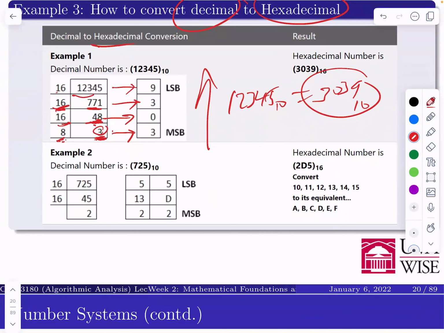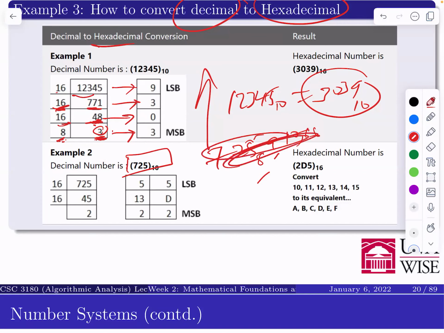Okay, that's how to do that. So let's have another example. You have another number here, 725. See that you have to specify the base, because this 725 can be a base 10 number, a base 8 number, it can be base 9, it can be base 10, it can be base 16. So you have to make sure you specify the base.